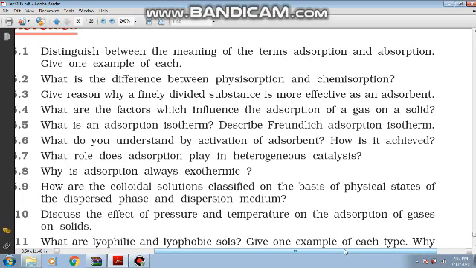Number one, physisorption is the phenomenon in which the adsorbate particles are held together with the adsorbent by van der Waals force of attraction, whereas chemisorption occurs due to chemical bond formation between adsorbate and adsorbent. Number two, differences: physisorption is due to van der Waals forces of attraction, and chemisorption is due to formation of chemical bonds between the surface and the adsorbed particles. Number three, very important, physisorption is favorable at low temperatures and chemisorption is favorable at higher temperatures.